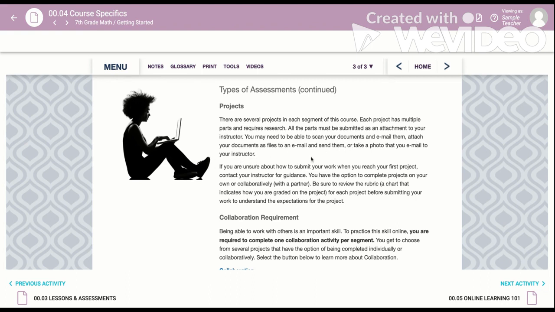If you are unsure about how to submit your work when you reach your first project, contact your instructor for guidance. You have the option to complete projects on your own or collaboratively with a partner. Be sure to review the rubric, which is a chart that indicates how you are graded on the project, for each project before submitting your work to understand the expectations for the project.